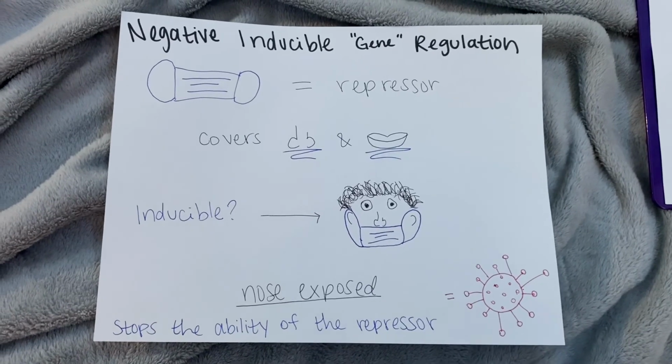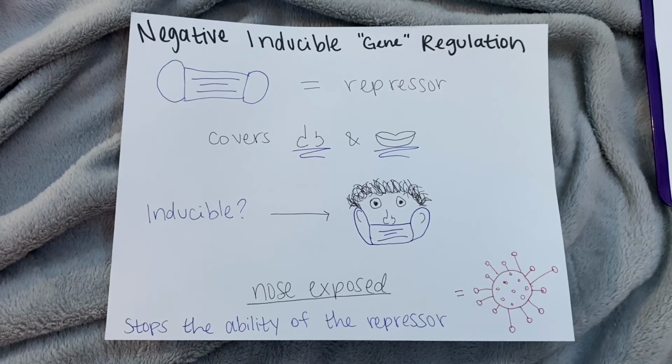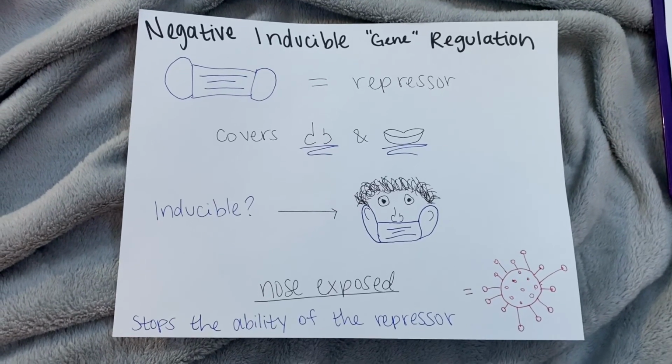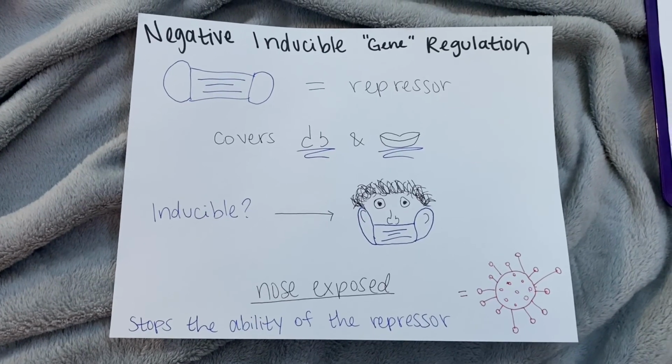An example I came up with involves the use of a face mask. The mask represses the ability of harmful bacteria from entering the environment. It can be induced by incorrect use of the mask, like say not covering your nose. Incorrect use stops the ability of the so-called repressor.